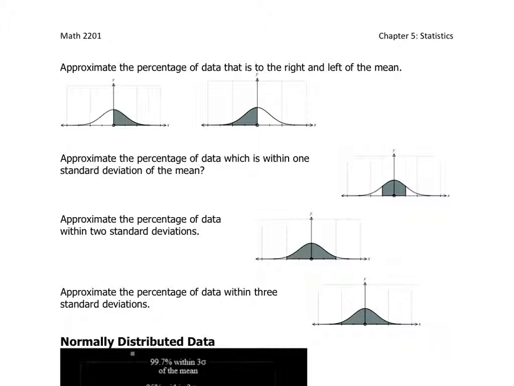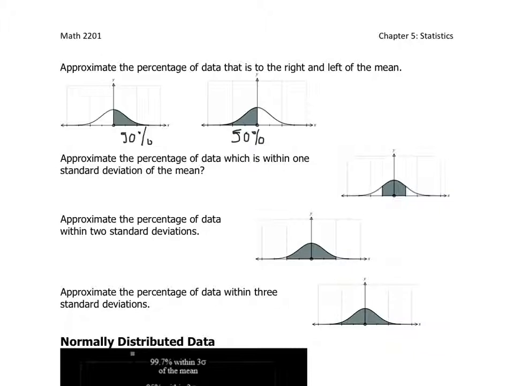Alright, so if we examine normal distribution patterns and look at within so many standard deviations of the mean, you can see that in this bell-shaped pattern, the percentage of data to the right and left of the mean looks like exactly half the data. So 50% to the right, 50% to the left of the mean.